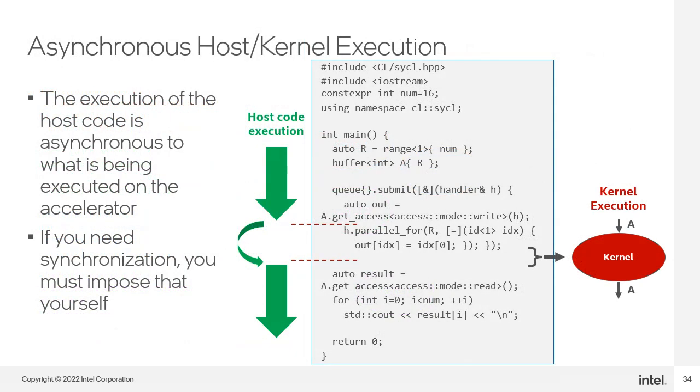The application scope, which is the host code, executes asynchronously to what is being executed on the accelerator device. Looking at the order in which the scopes are arranged, you typically go from application scope to command scope and then to kick off the kernel. However, when the kernel is dispatched and begins execution on the accelerator, whatever host code is after the kernel code continues running. If you need the host to stop and wait for the computations on the kernel to finish first before continuing to the host code, then you must impose the synchronization yourself. We will look at two ways you can impose this synchronization.